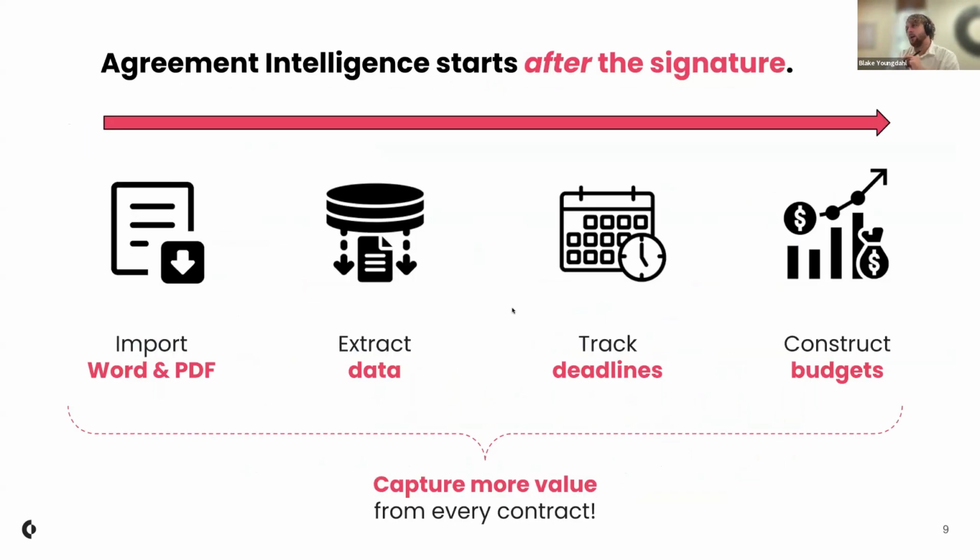So, and all of what we're moving towards, right, guys, is agreement intelligence. So that starts with after the signature, and it is intentional that agreement intelligence is AI, but it's not just AI, right? Agreement intelligence is included in AI, and that's the automated aspect of it. But when you import your Word or PDF, we'll extract that data, help you track your deadlines and construct budgets. So if AI is interesting to you, it's most likely turned on. If it's not turned on, it's for a free trial. It probably will be soon.